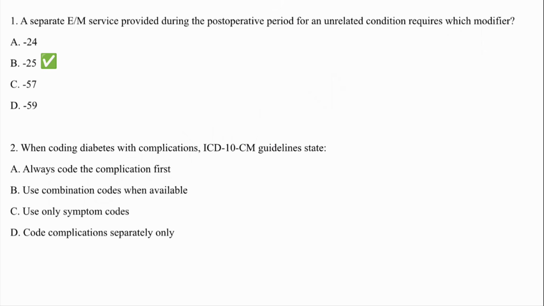Next question. When coding for diabetes with complications, ICD guidelines state always code the complication first, use combination codes when available, use only symptom codes, or code complications separately only.